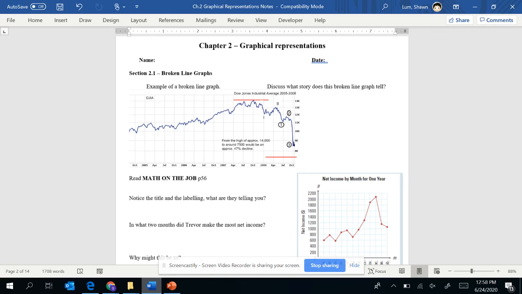So, this is going to be our first unit in Math 10, and it's called Graphical Representation. So, it's just about reading graphs and a little bit about making graphs.